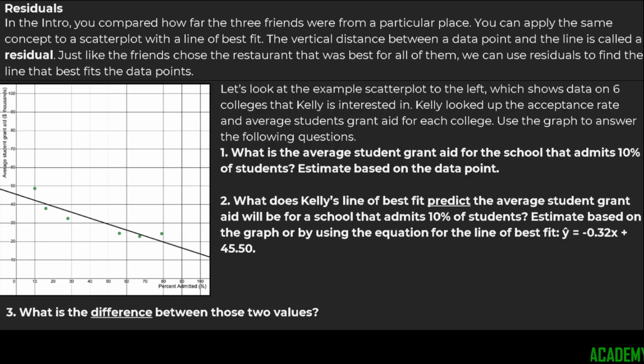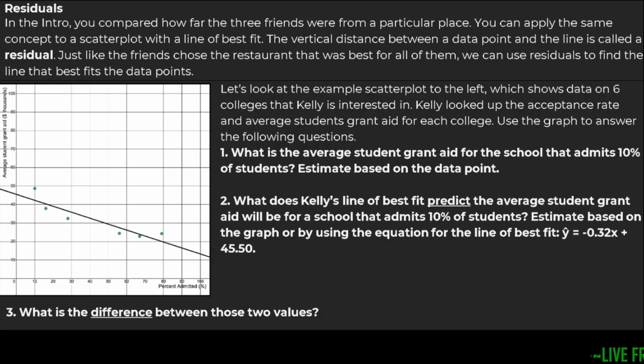So it says you can apply the same concept to a scatter plot with a line of best fit. The vertical distance between a data point and the line is called a residual. Just like the friends chose the restaurant that was best for all of them, we can use residuals to find the line that best fits the data points.